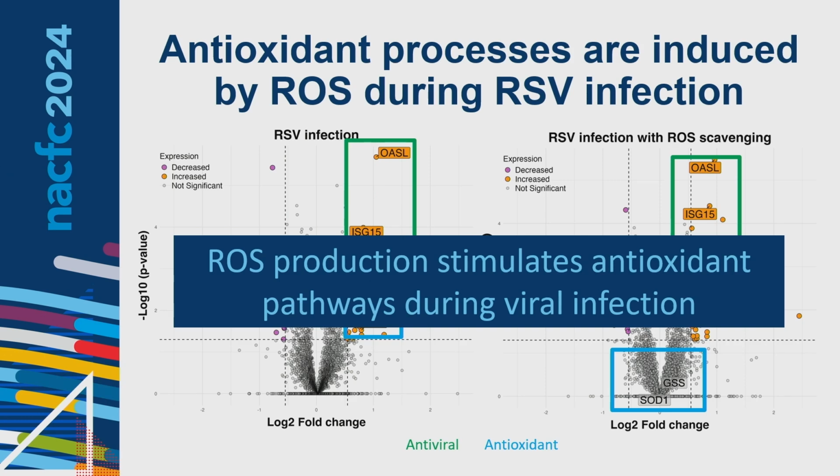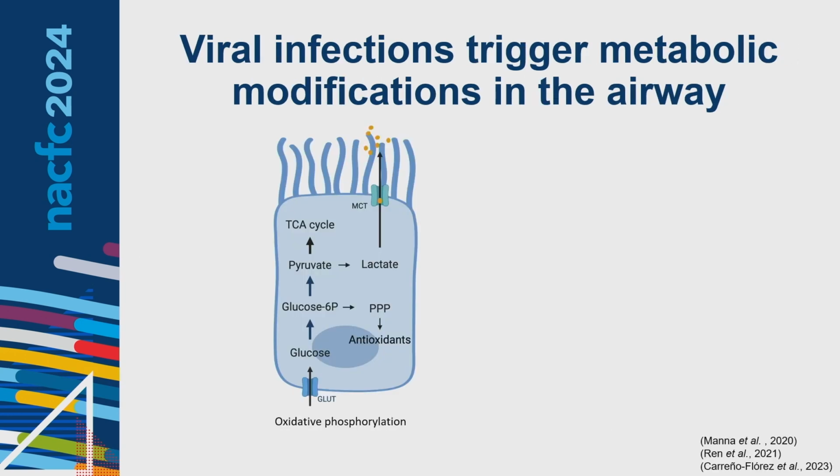And this was interesting to us for a few reasons. Primarily that antioxidant production is typically related to metabolism, and we know that metabolic changes are being induced during viral infection. So in a normal uninfected cell, they're taking up glucose and sending it through glycolysis to generate pyruvate, which is then primarily being sent into the mitochondria and the TCA cycle to produce energy through oxidative phosphorylation.